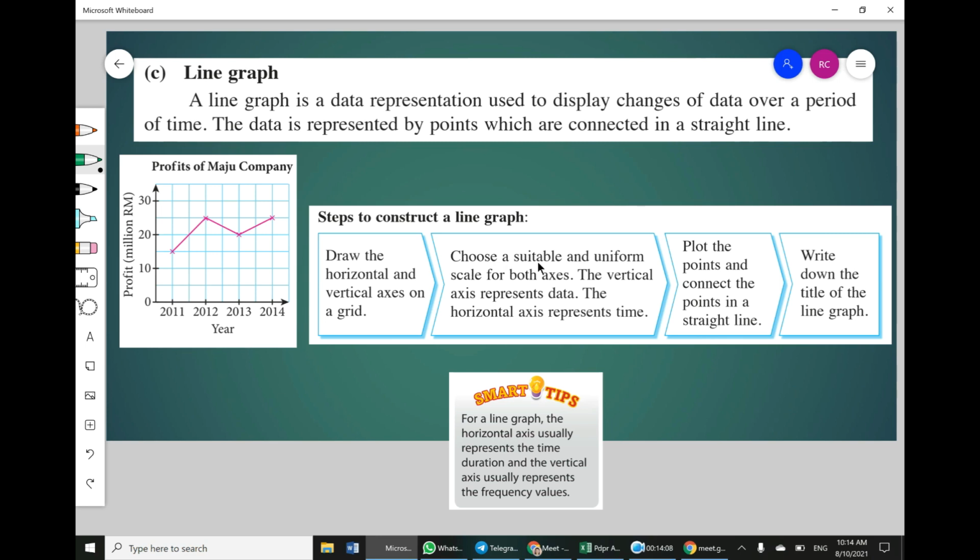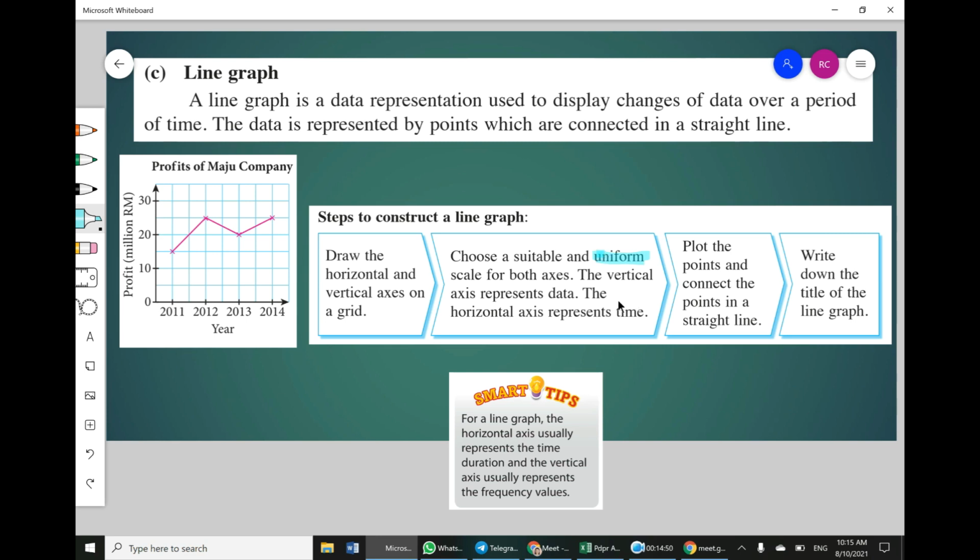Next thing, choose a suitable and uniform scale for both axes. So for both of the axes, you have to think of a suitable scale. So for this one, they use the first plot over here, 2011, and then the difference is 2 boxes each to represent it. After that, on the vertical axis, also 2 boxes to represent the difference of 10. So 2 boxes, another 10, 2 boxes, another 10. So you got to make sure when you form up the axis, when you write the scale later on, they must be uniform. So it is very important for this word. If it is not uniform, then you are not going to get the graph correct.